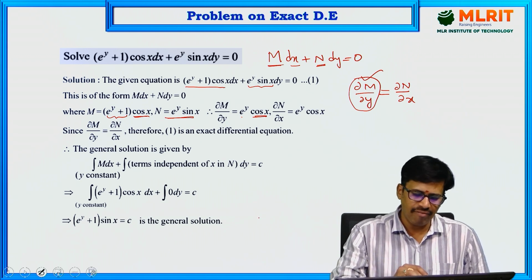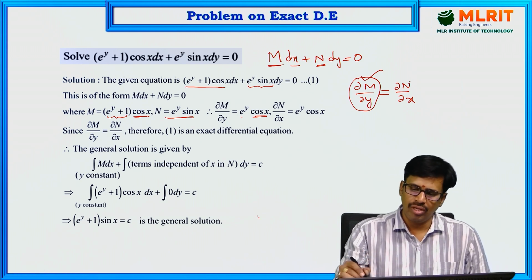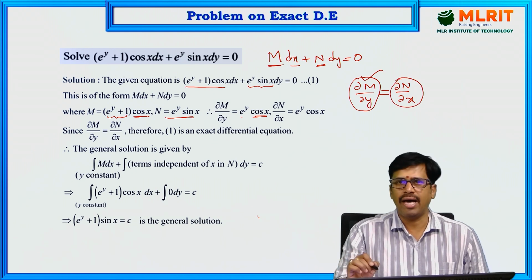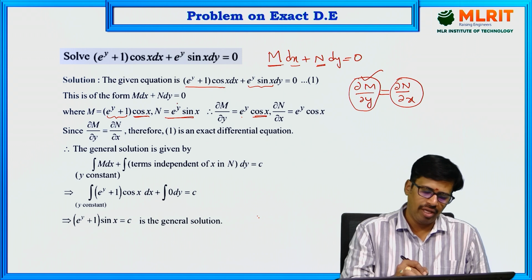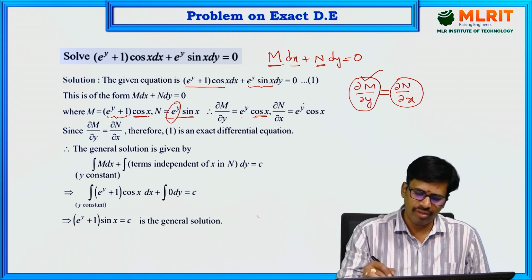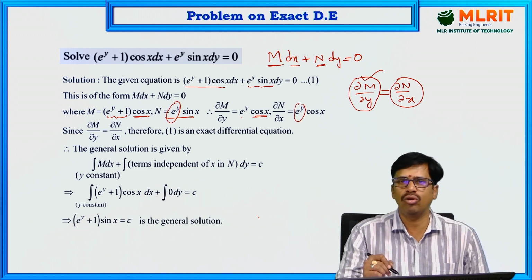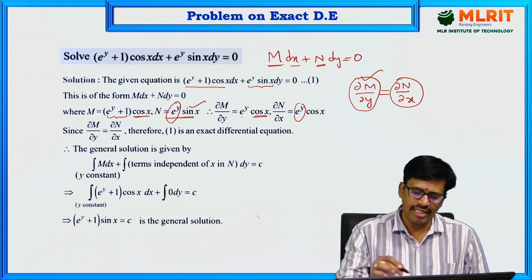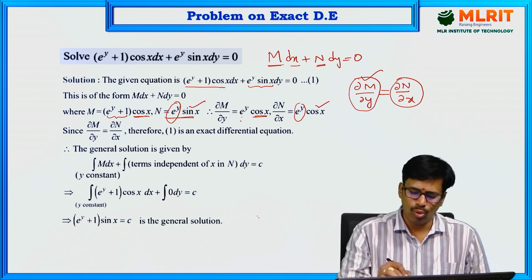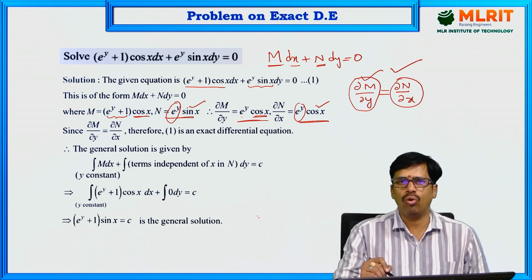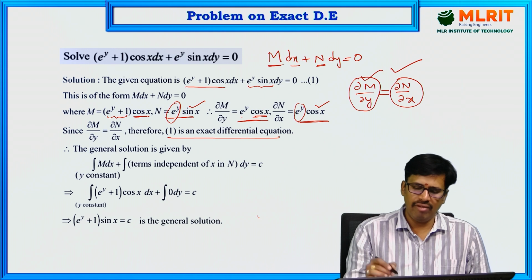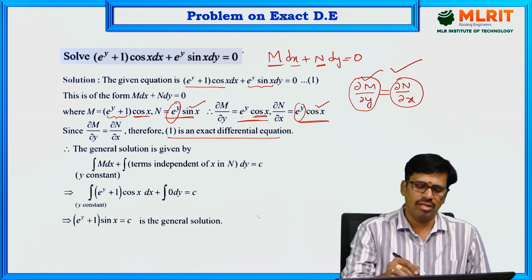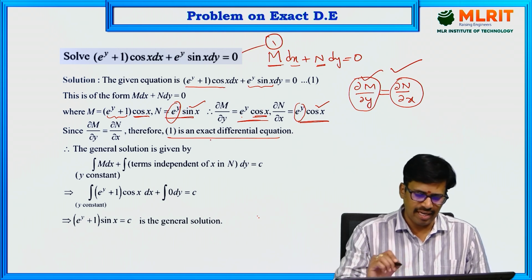Similarly, N is given as e power y sin x. You are differentiating N partially with respect to x. That means the y term is constant. Here what is the y term? E power y, that is constant. You don't need to differentiate that. The derivative of sin x is cos x. So e power y cos x, e power y cos x, both are equal. So dou M by dou y equal to dou N by dou x. Therefore, the given differential equation, say equation 1, is exact.